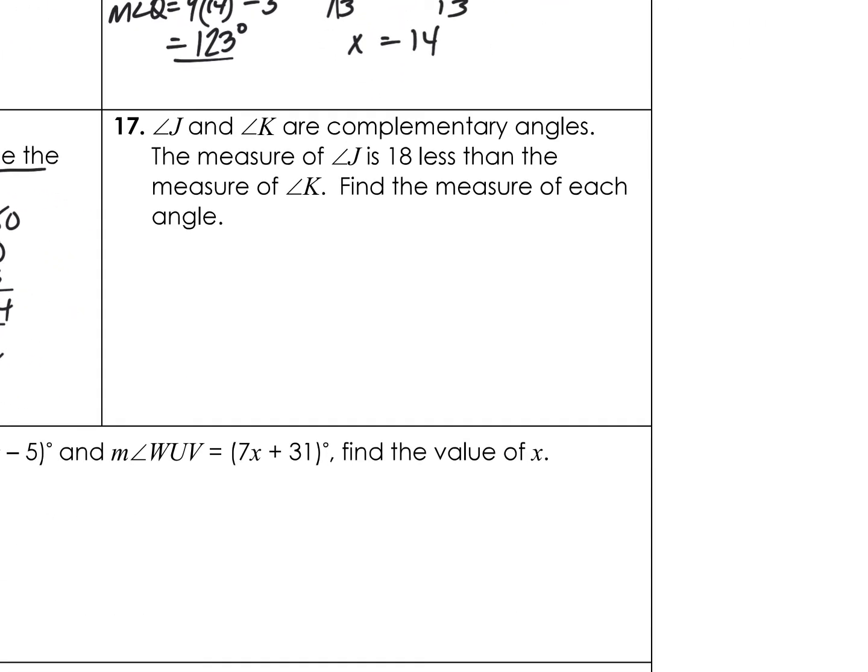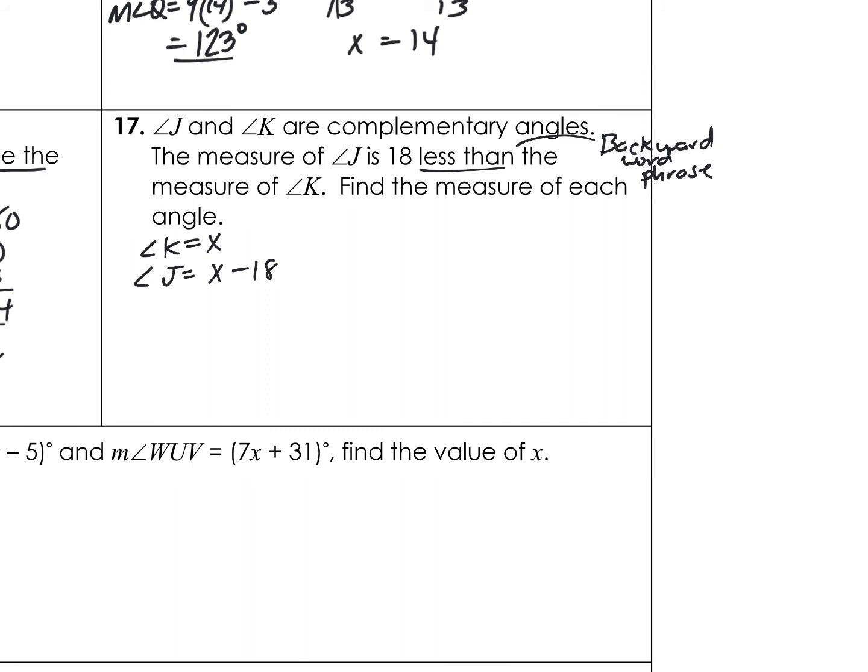Number 17, angle J and K are complementary. This means their sum is 90 degrees. The measure of angle J is 18 less than the measure of angle K. So angle K equals x. Angle J equals x minus 18. Less than is a backward word phrase. So when we write the expression for angle J, it's x minus 18, not 18 minus x.